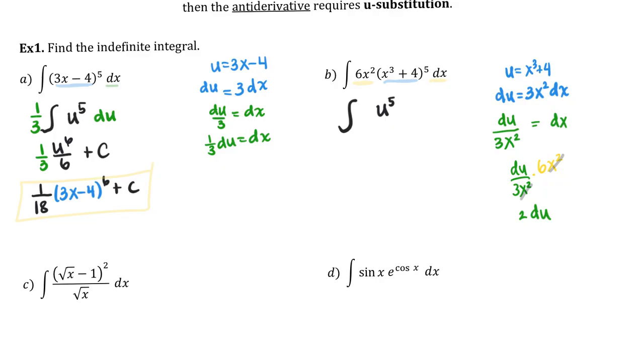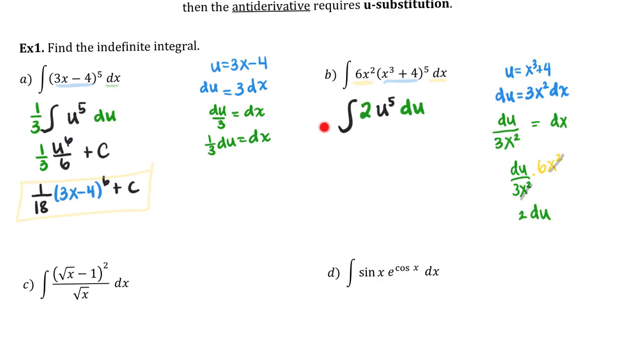So where the 6x squared dx is, I can plug in 2 du. Normally the du goes on the right side and the 2 goes on the left. You can put it inside the integral or outside the integral. It doesn't make a difference.